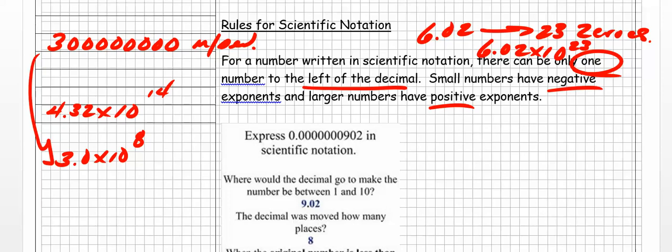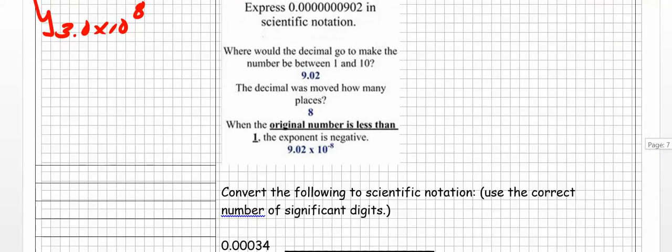So how does it work? Well, let's take this example. Say we want to express 0.00000000902 in scientific notation. Now that's a very, very small number. It's a number much, much smaller than 1. So we know we're going to have a negative exponent.